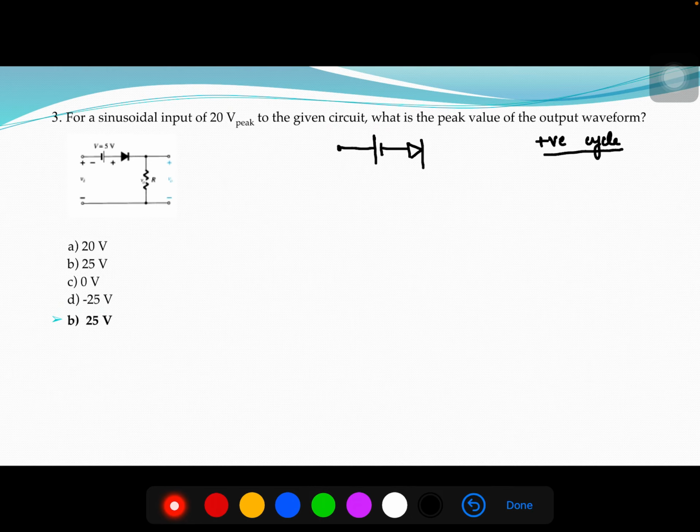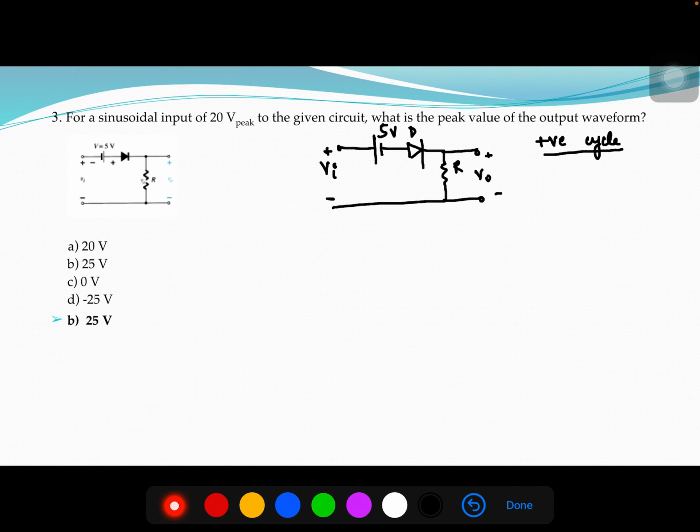For positive cycle, as you can see, this is the circuit. So for the positive cycle, just place a plus here, minus here. Okay, this is positive cycle. Now as you can see, the P side of the diode is getting negative of the battery and the N side of the diode is getting negative of the cycle.